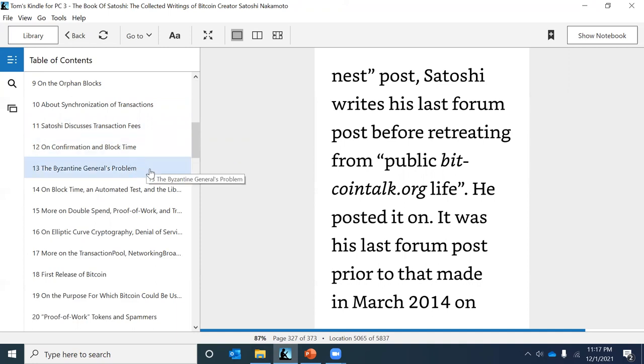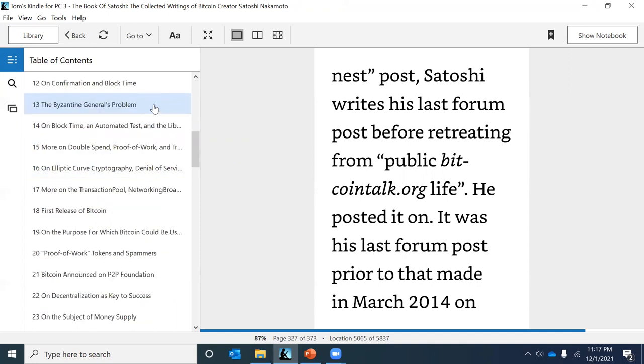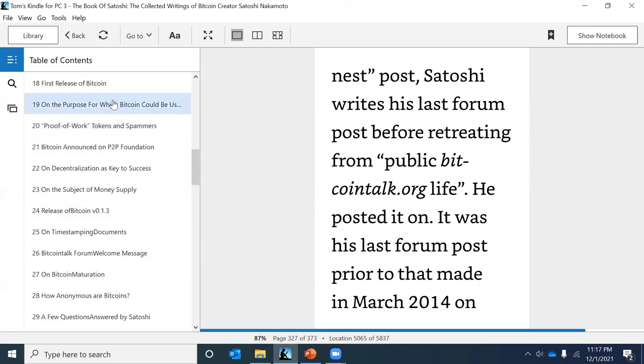Confirmations, block time, how Bitcoin solves the Byzantine generals problem through decentralized consensus, how it defeats double spends and the proof of work. Why elliptic curve cryptography, and denial of service attacks, the transaction pool, the first release of Bitcoin, various purposes for which Bitcoin could be used, decentralization, the money supply, timestamping documents, the Bitcoin talk forum, and Bitcoin maturing. Remember, this is back in 2009, 2010, when that Bitcoin maturation post was posted.